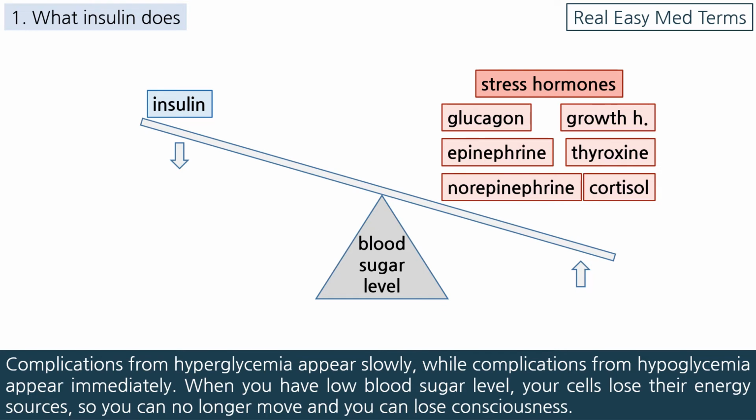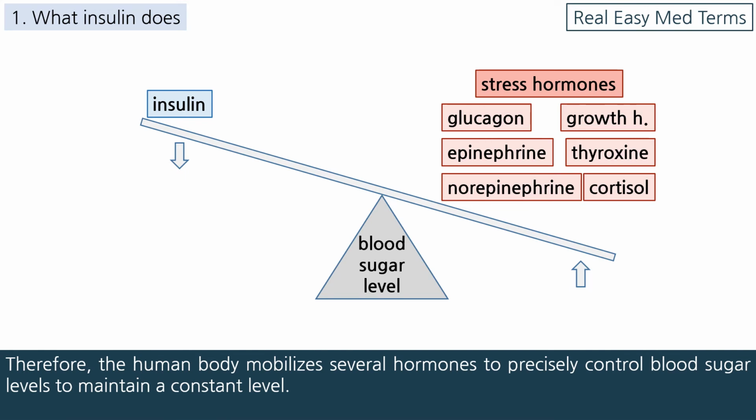When you have low blood sugar level, your cells lose their energy sources, so you can no longer move and you can lose consciousness. Therefore, the human body mobilizes several hormones to precisely control blood sugar levels to maintain a constant level.